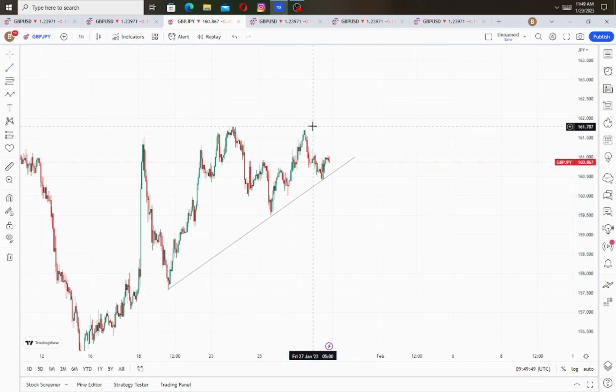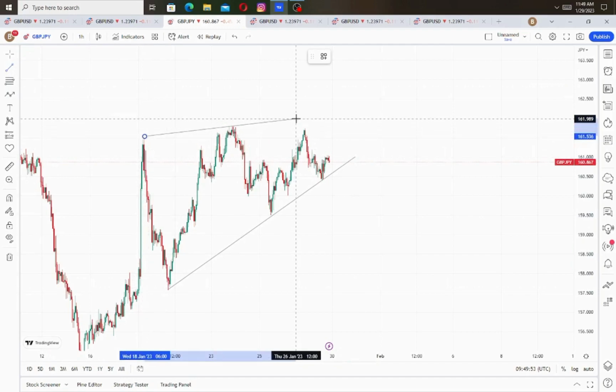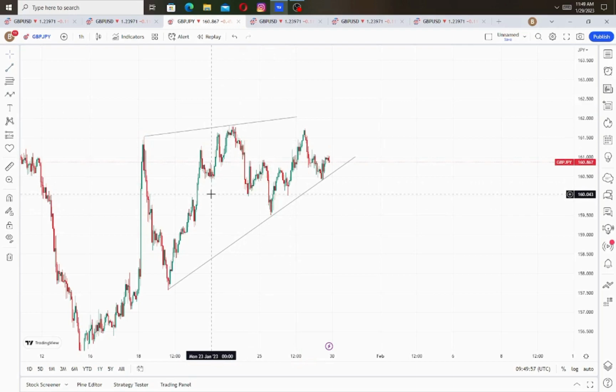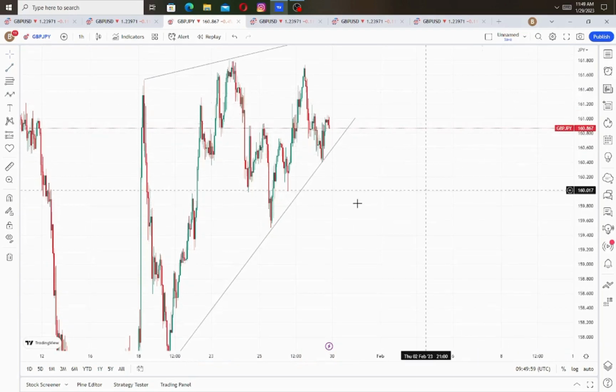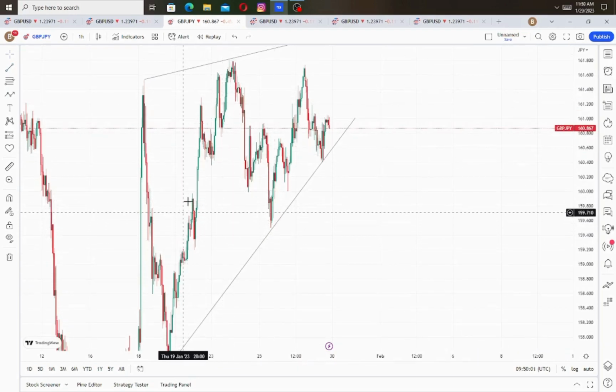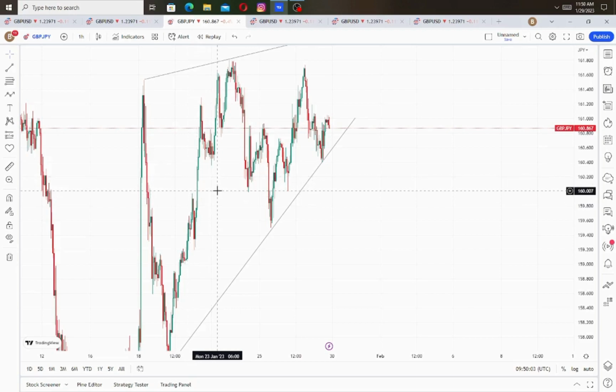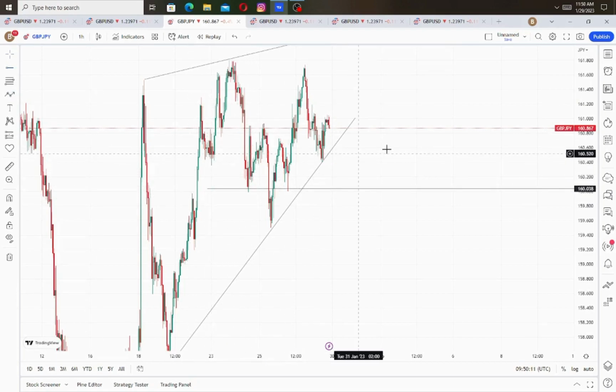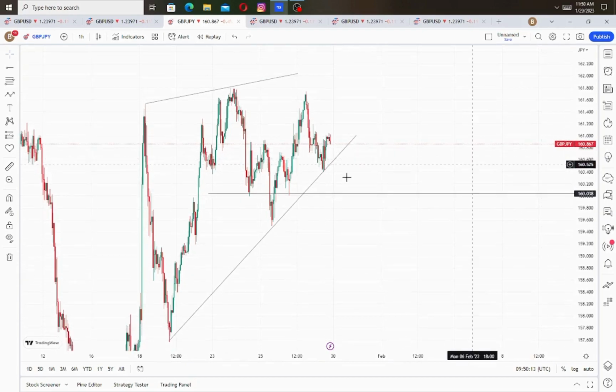Starting point right here, right there, to here, right. Then, oh my god, I'm so tired. I'm gonna mark this area. Why am I marking this area?